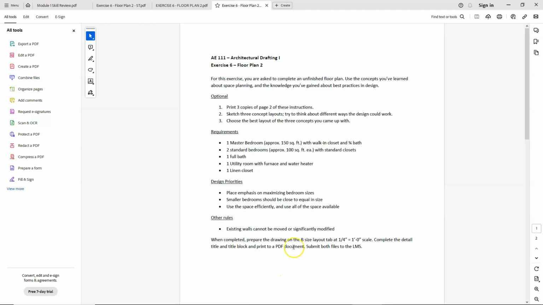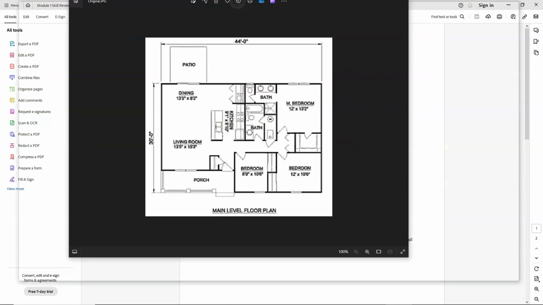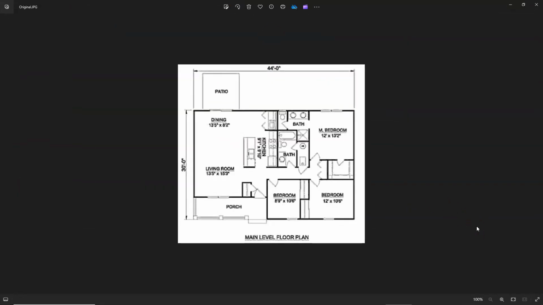Exercise 6, floor plan 2, asked you to once again fill in an unfinished plan. This one I actually drew some inspiration from, and I'm just going to pull up the original here. This floor plan right here was the one that I downloaded online and used as the starting point for this assignment. The reason I chose this layout is because it's small, it's very compact, and as you're quickly learning, those tight floor plans are the most challenging to try to find room for everything and then still make it seem reasonably spacious.